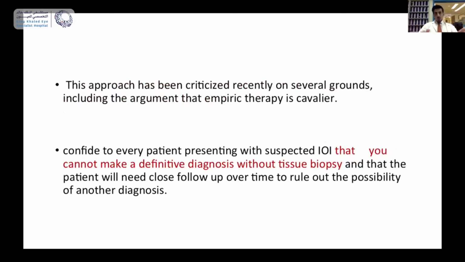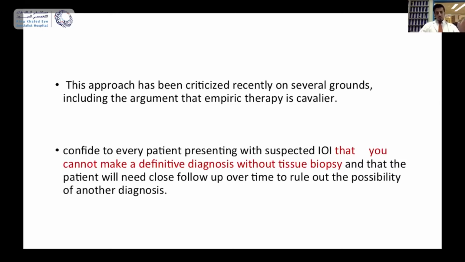There are some people who criticized this approach on several grounds, including the argument that empiric treatment for such a condition is cavalier. They are asking that you do a biopsy before you start empiric treatment. We'll discuss both parties here and we'll try to reach a conclusion, although no certain group is 100% correct.